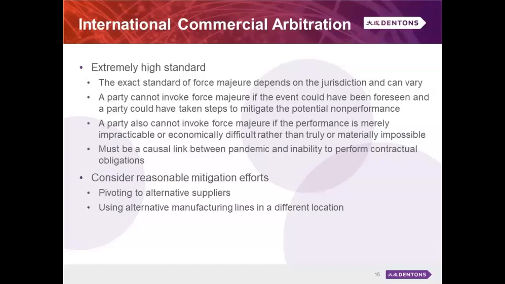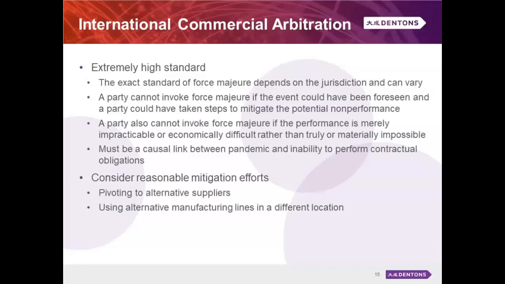For an example, let's think about a construction contract. If a construction company is working to meet the deadlines and finds that they are unable to meet certain schedule milestones because they can't get staff on site because there are travel restrictions that are imposed, that would perhaps be sufficient to establish a causal link between the pandemic and the inability to perform. But simply having higher prices, for example, may not be sufficient.